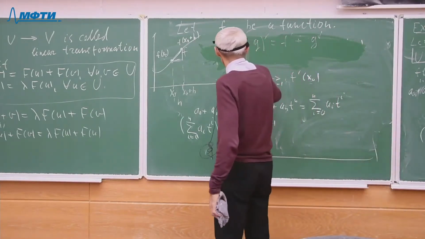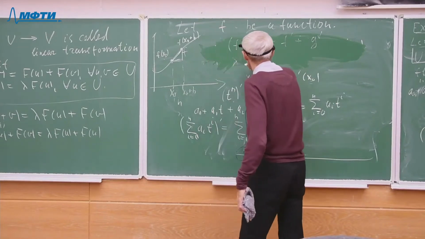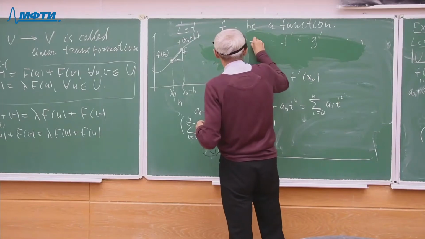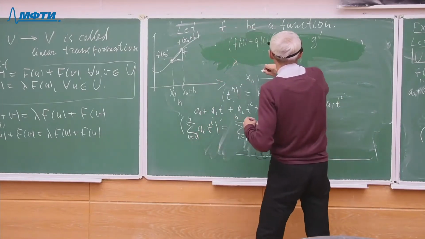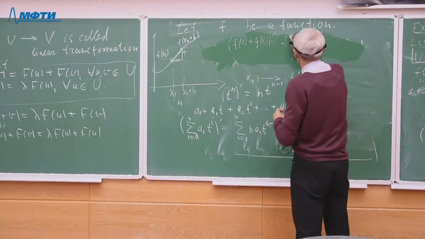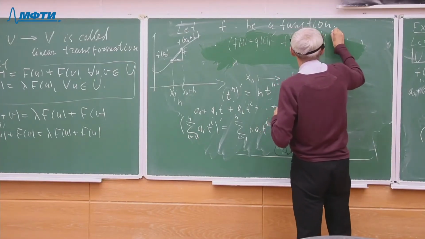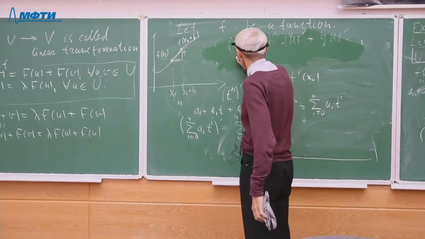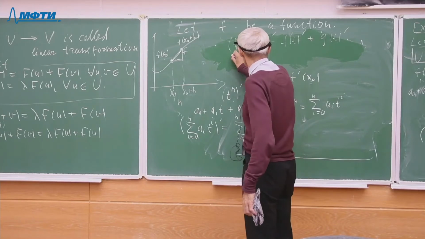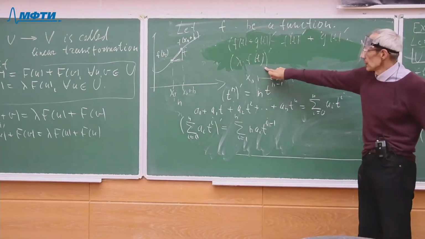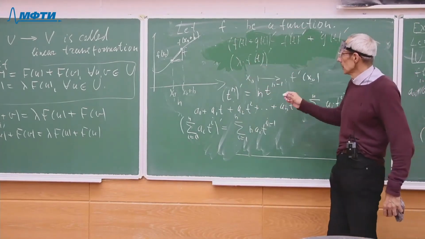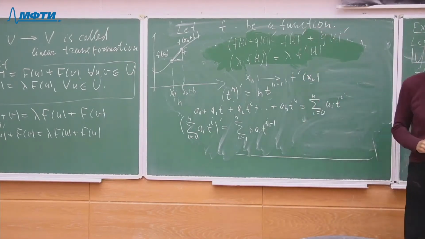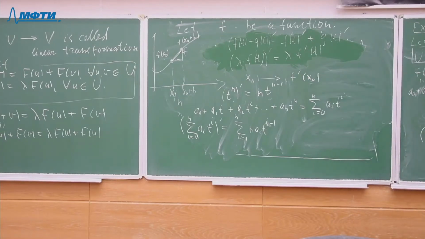And the second property: if lambda is some scalar, we can multiply the function f by the scalar lambda, and we obtain the product of lambda and the derivative of the function f. Okay?